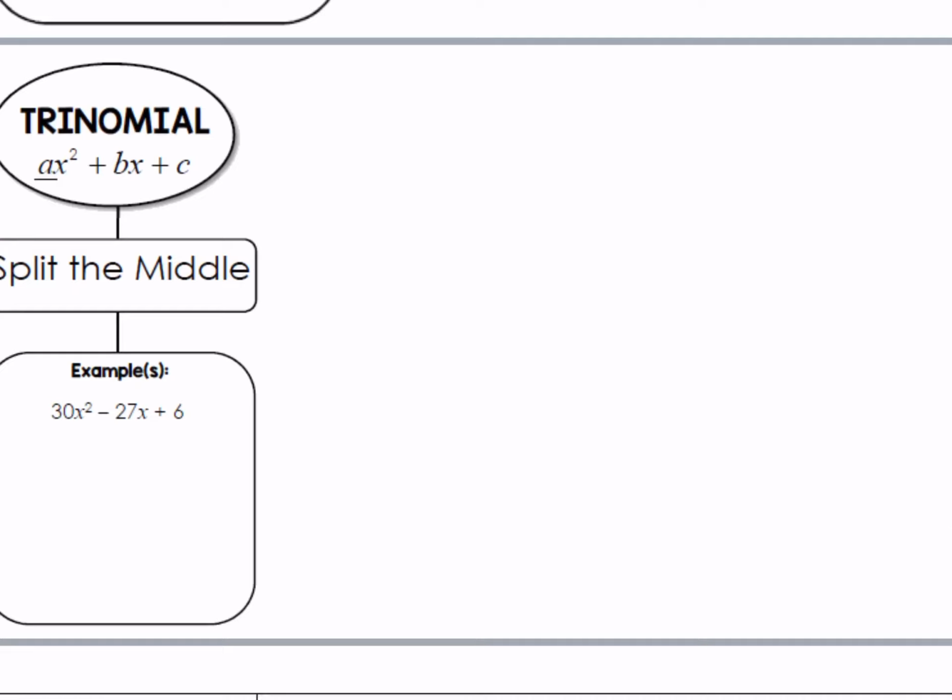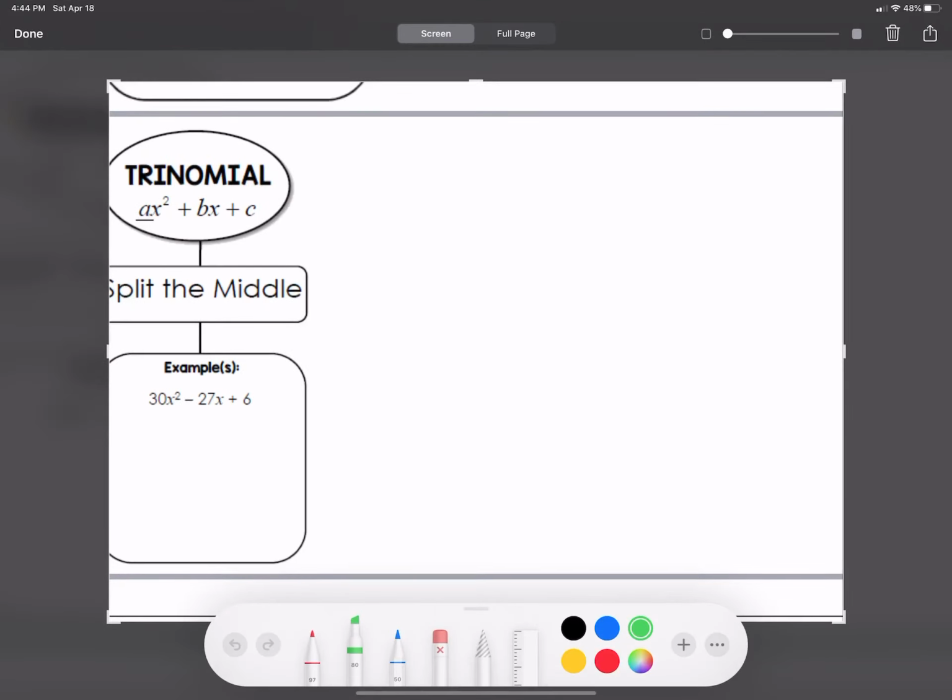We're going to use this factoring by grouping as we go back to our trinomials that do not have a 1 as the leading coefficient. So in this case, this a means that it's not a 1. It's some number other than 1. So we're going to factor that by a method called split the middle.